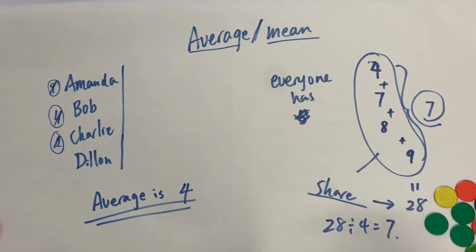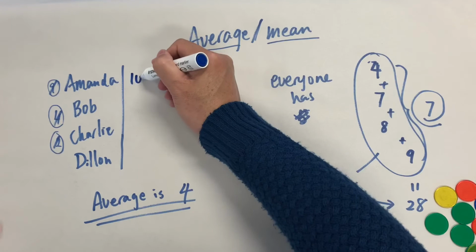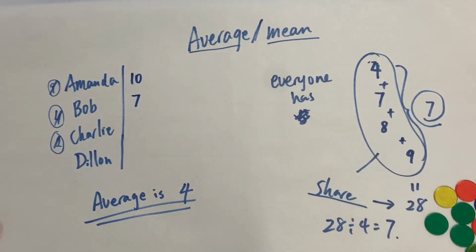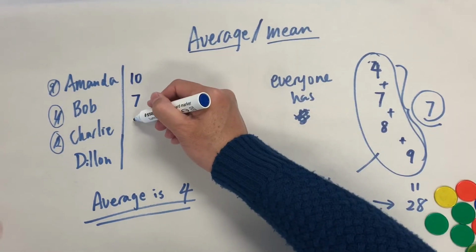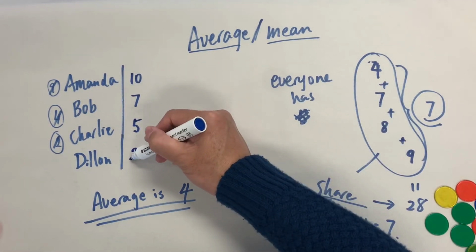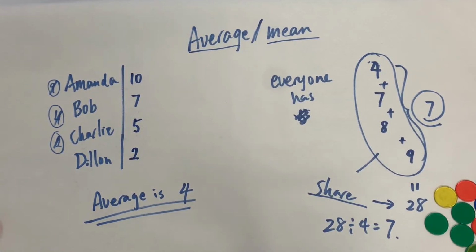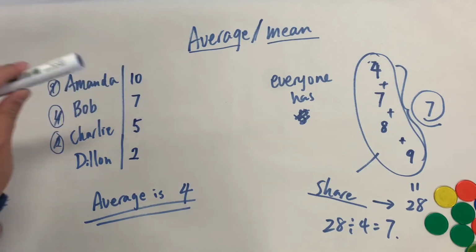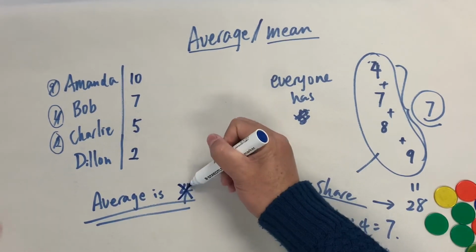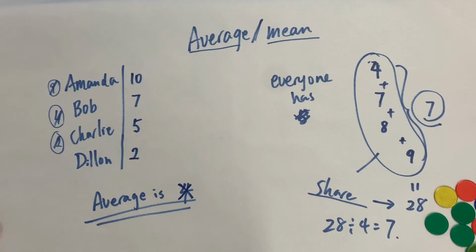Let's change it. Now Amanda has 10. Uh-oh. Bob has 7. Charlie has 5. Dylan has 2 marbles. Now what is the average of the marbles in this case? Amanda has 10 marbles, Bob has 7 marbles, Charlie has 5, Dylan has 2 marbles. What is the average of marbles among these 4 people? Let's pause the video.